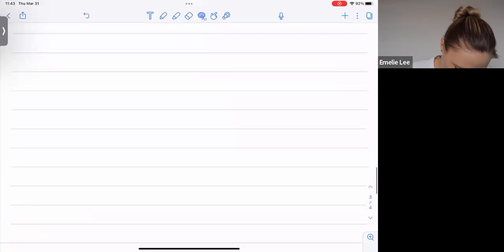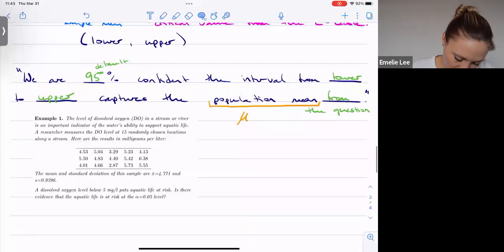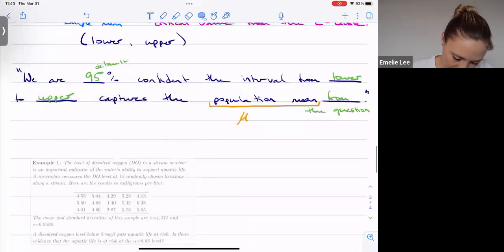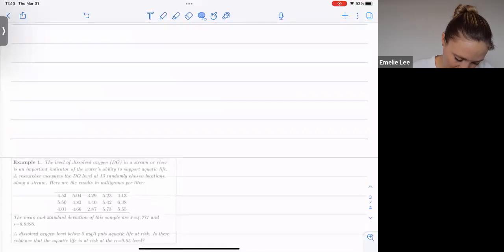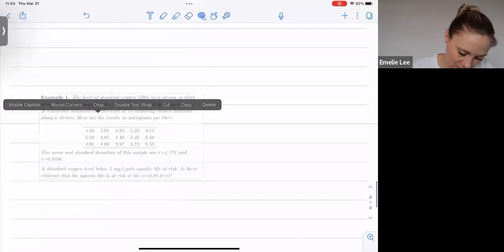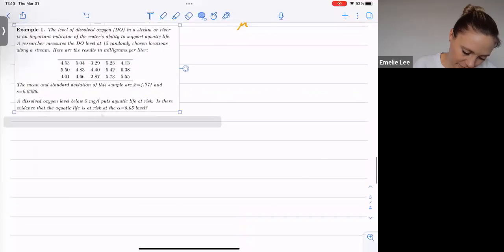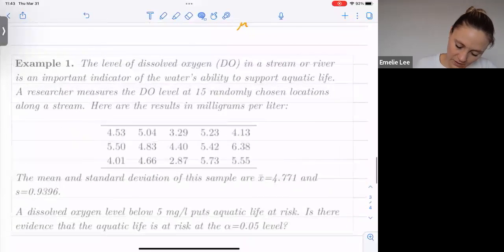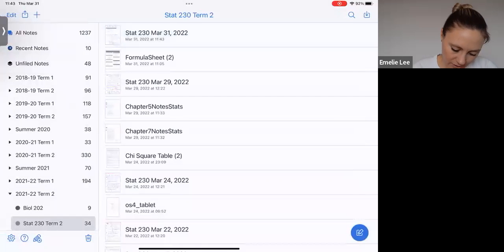Where's my page break? There. I guess I'll put it on a fresh page here. No, that's way too much space. Wow. Or maybe, because I have a lot of examples.